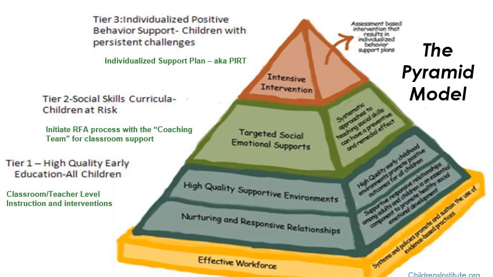Tier 2 are for those students that may need more targeted social, emotional, and behavioral support to be successful. This is where you would initiate the request for assistance paperwork with the coaching team. Tier 3 are for those very few students for whom Tiers 1 and 2 interventions are insufficient. Additional intensive individualized interventions are developed in conjunction with the coaching team and teacher.